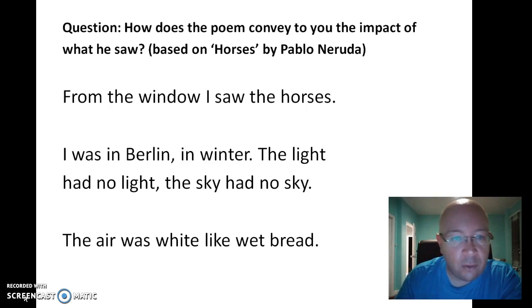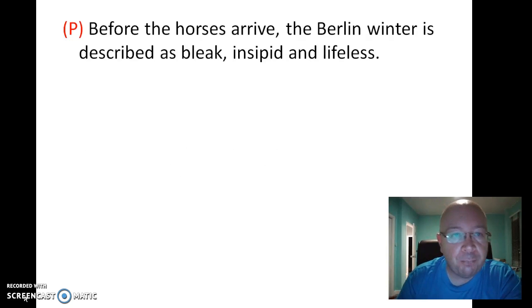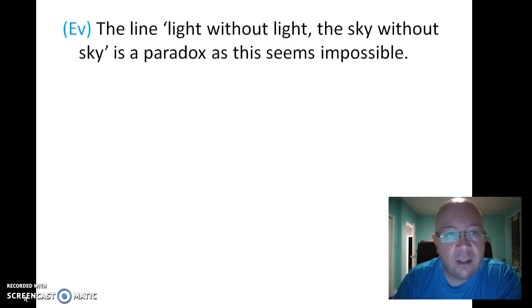So okay, let's have a look at how we can use PEEL to describe this opening section. Okay, first point. Before the horses arrive, the Berlin winter is described as bleak, insipid, and lifeless. So I've got a nice rule of three there. I've got strong adjectives. It makes a claim. I'm saying this is what Berlin looks like before the horses arrive. So that's not really enough. I need to actually prove that and justify what I'm saying. So the next thing I need is some evidence.